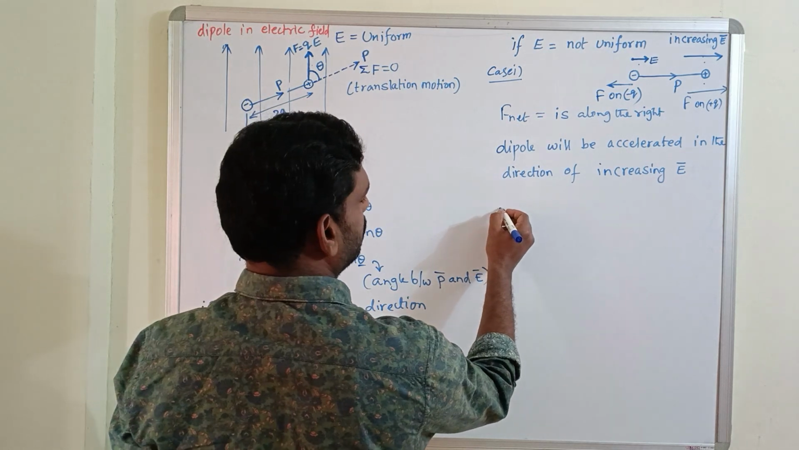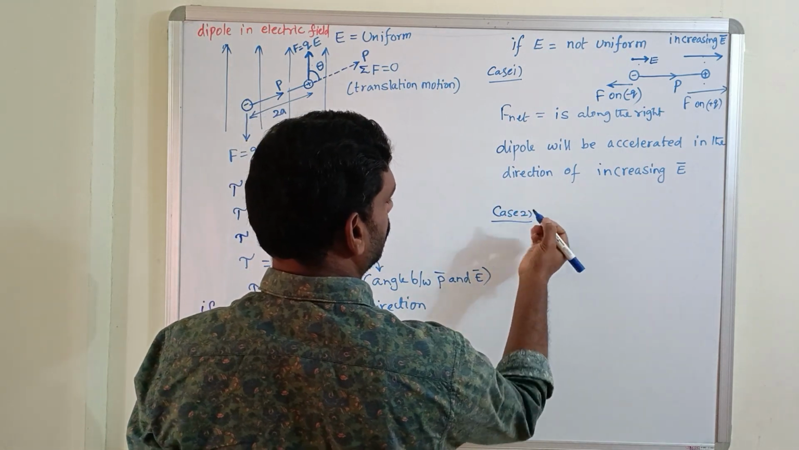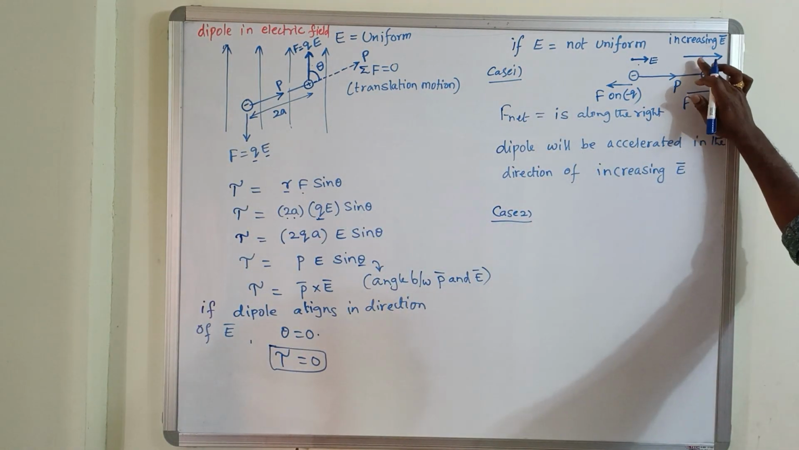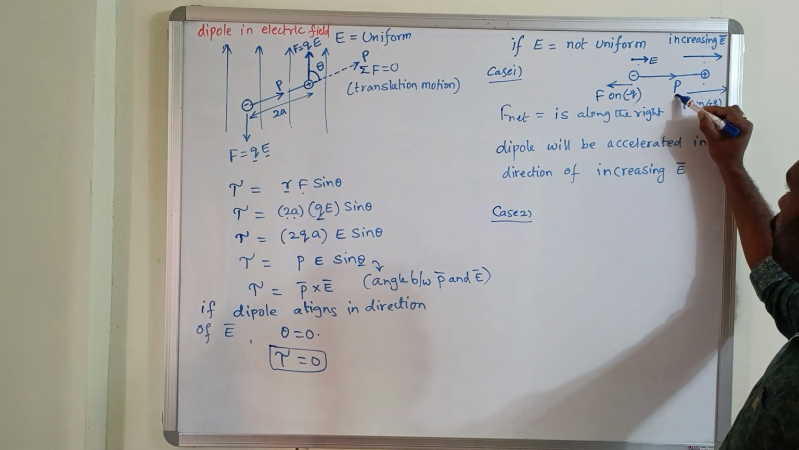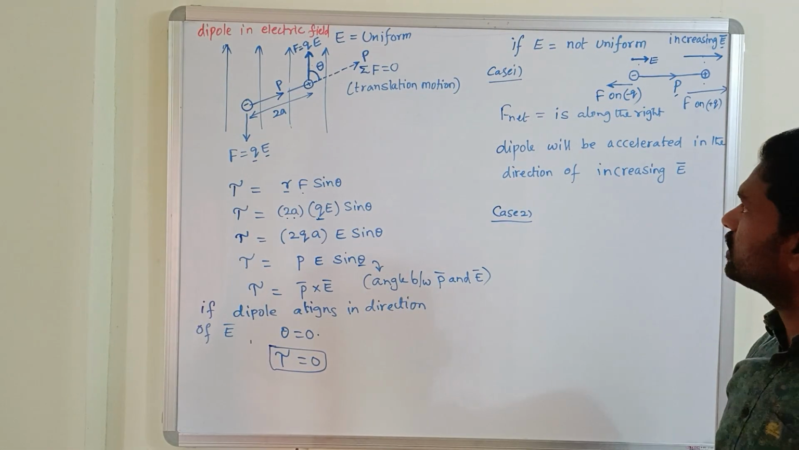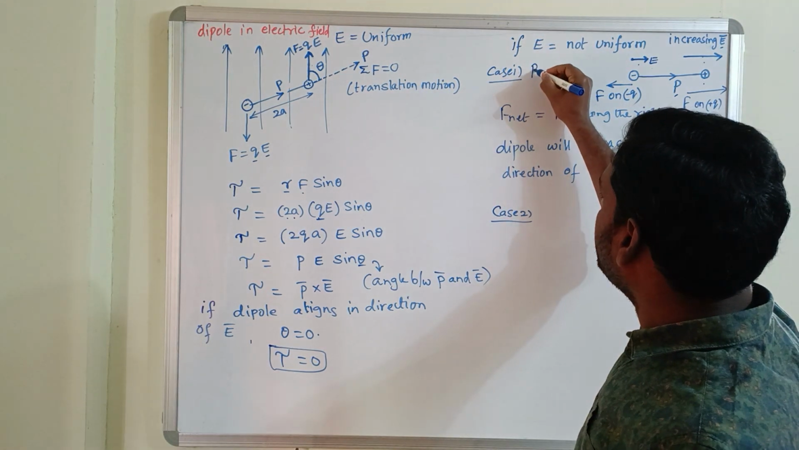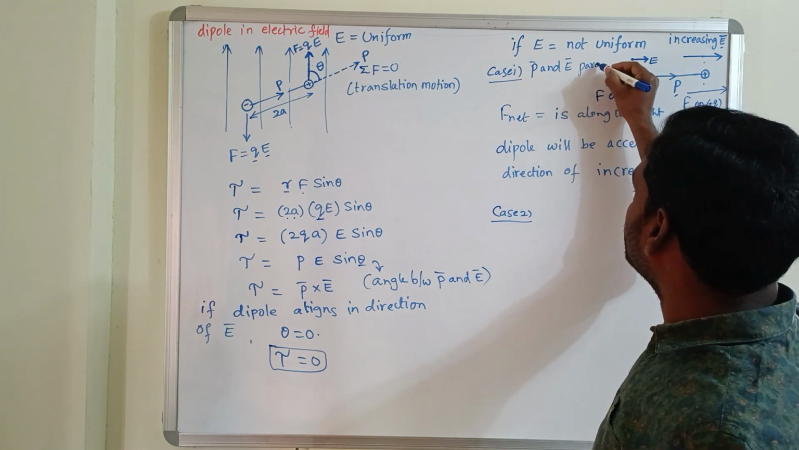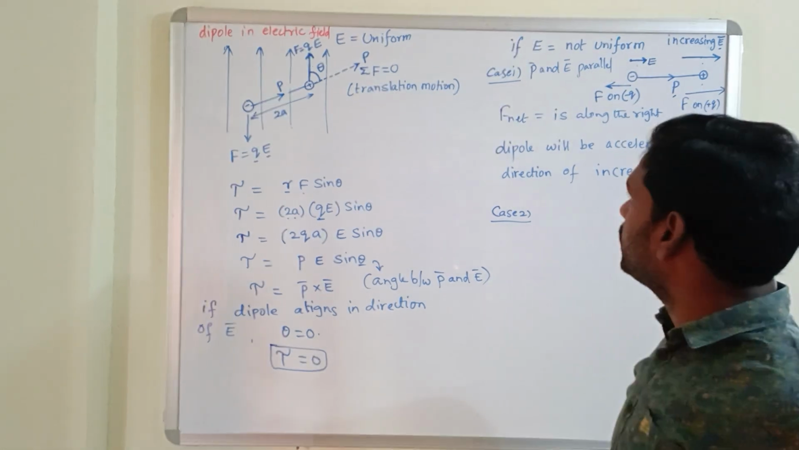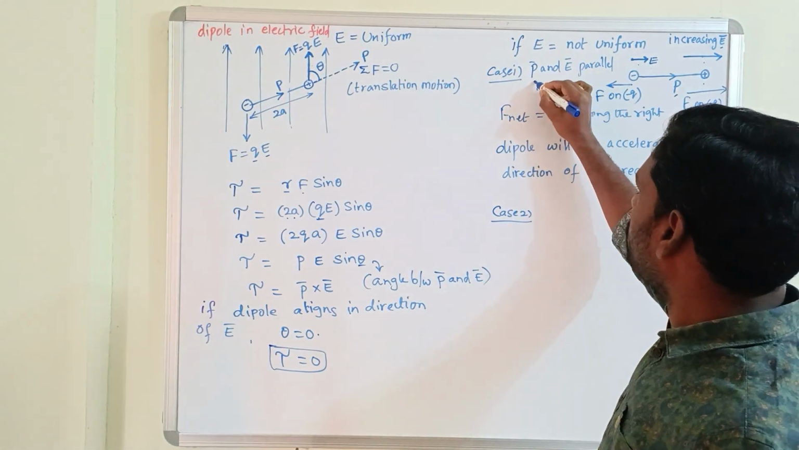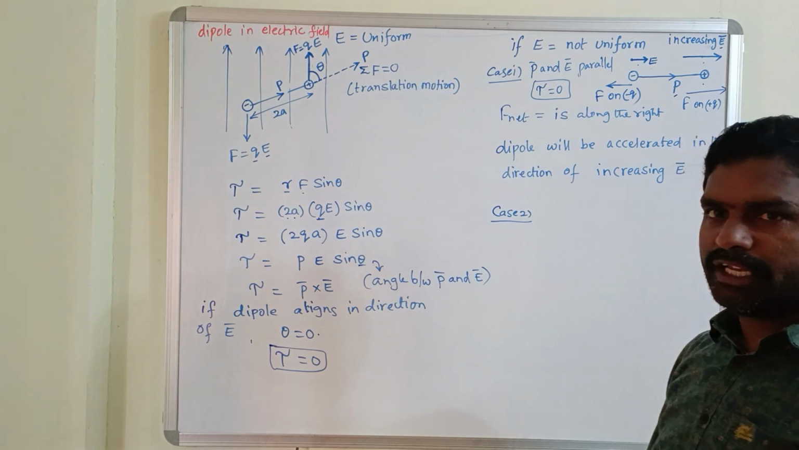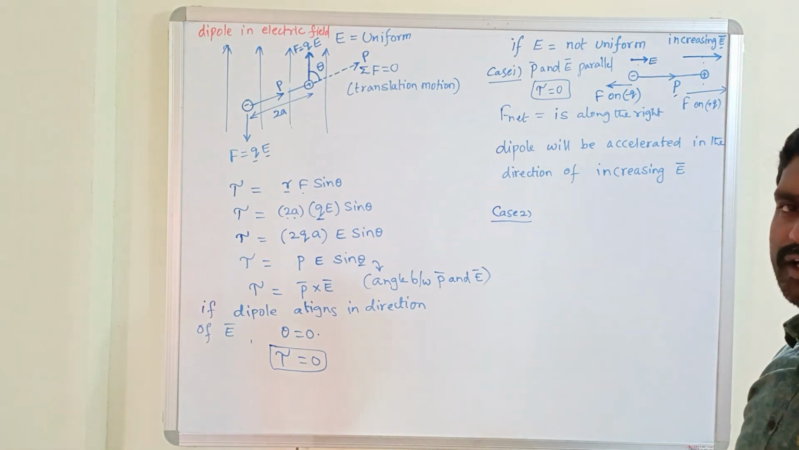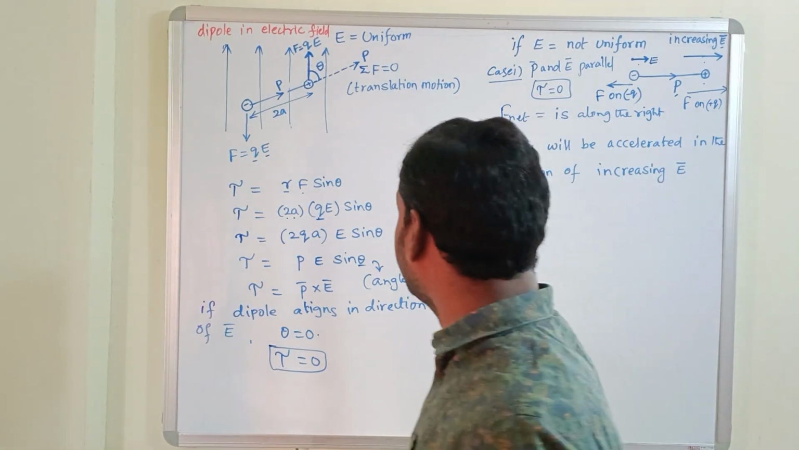Okay, another case, case 2. Here I am not discussing torque. Why am I not discussing torque here? Because dipole moment and electric field are pointing along the same direction. That is, P and E are parallel. If P and E are parallel, the angle between them is equal to 0. So torque is equal to 0 in this case. So I am not discussing torque. I am taking a simple case where torque is equal to 0, where dipole moment and electric field are along the same direction, that means they are in parallel direction.